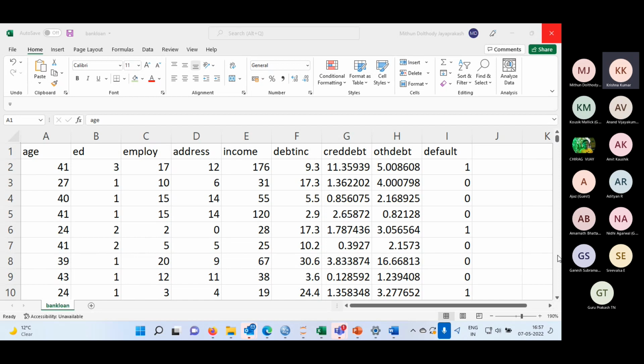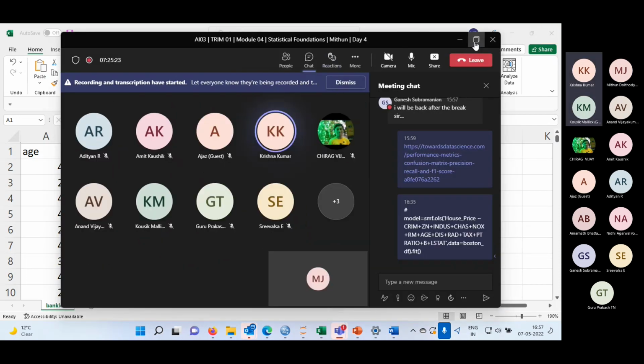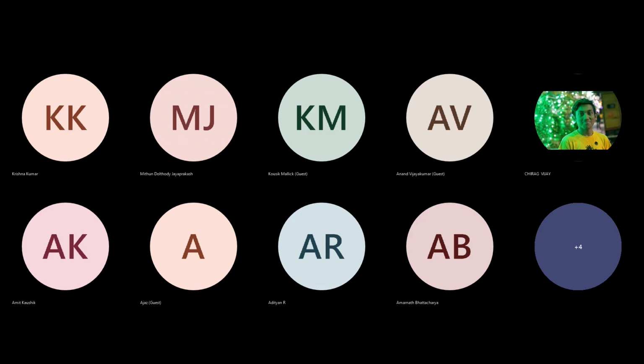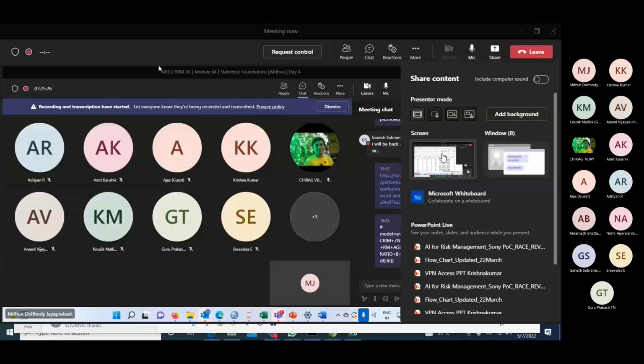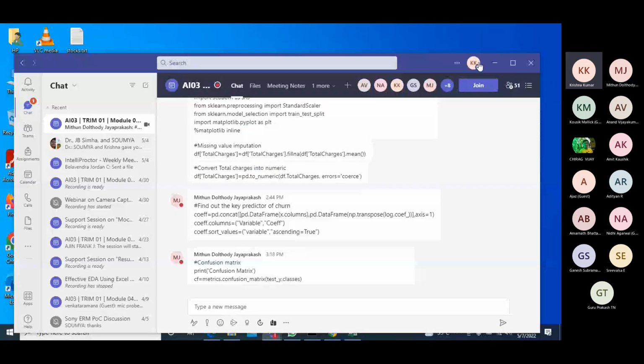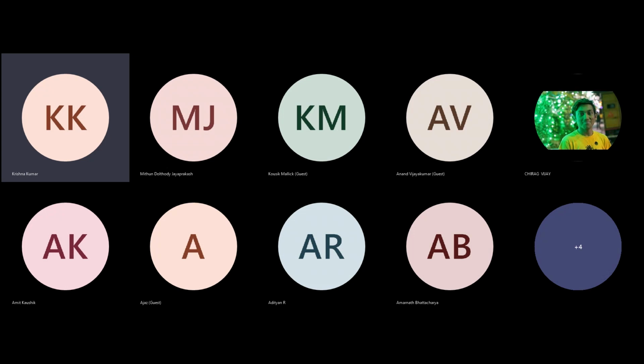Can I share my screen? I'm sharing the screen already. No, can I share my screen? Yeah. Okay. So this is what I tried. You're showing me the ROC curve? No. Okay, I think I'm not able to see the shared Teams now. Okay, I'm sharing it again.